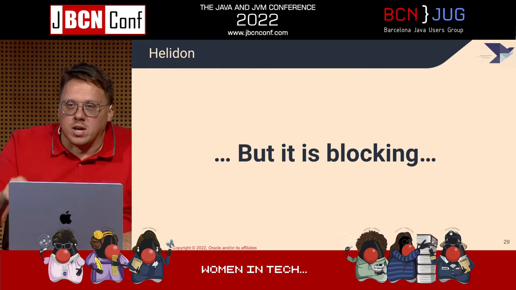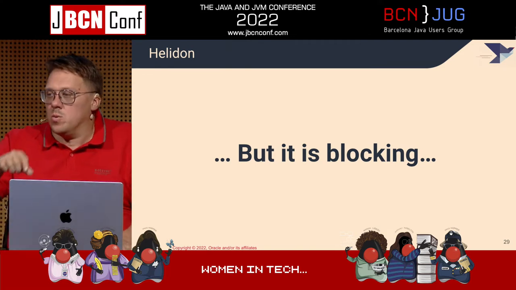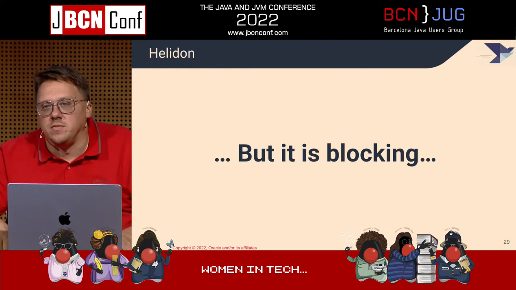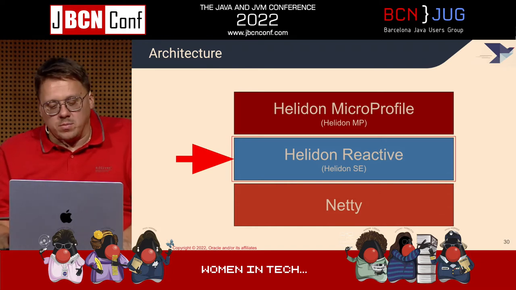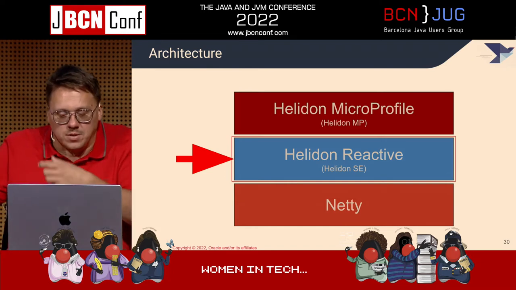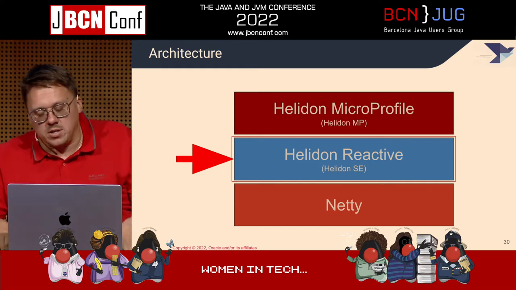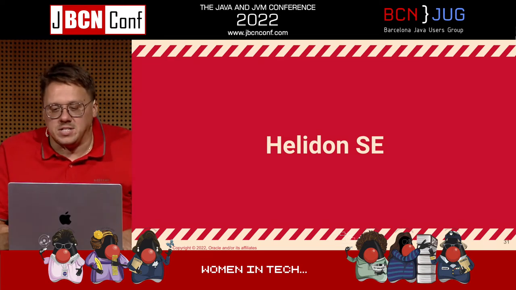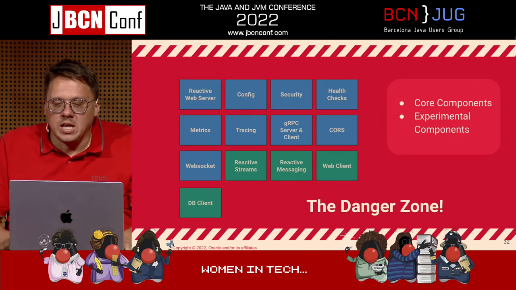This all is blocking. That means that you write synchronous code, and that synchronous code, whenever something happens, blocks and waits for this operation to actually finish. And here we come to the interesting part, which is called Helidon Reactive. As you see from the title of this talk, going reactive with Helidon. And here is this product we call Helidon SE. It's actually the second flavor of Helidon, which makes it quite unique.